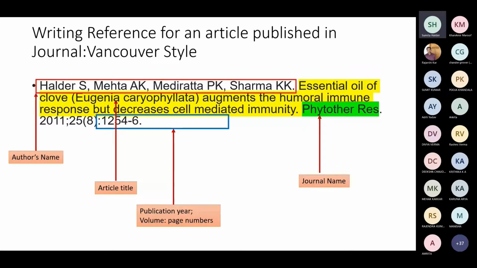The authors, the title of the article, the name of the journal, year, volume, issue. Issue can be omitted also. And the punctuation marks, the colon, semicolon, these are also very, very specific.